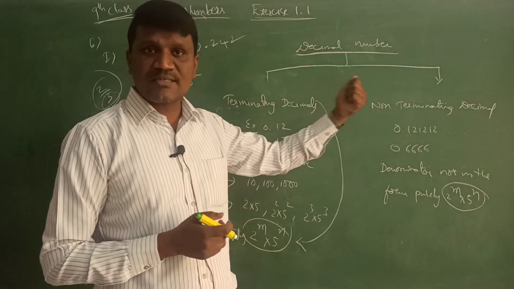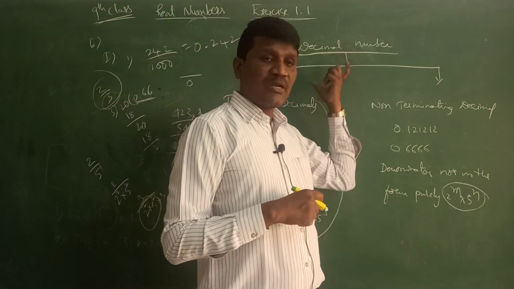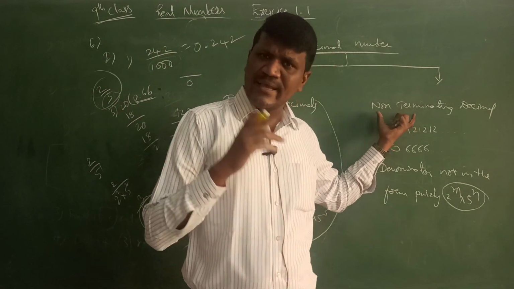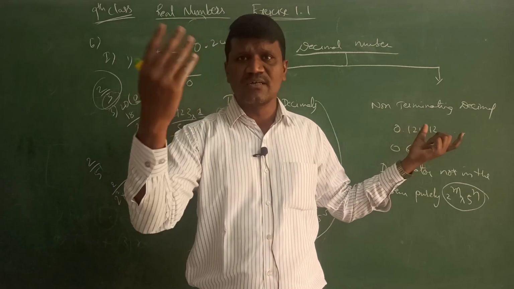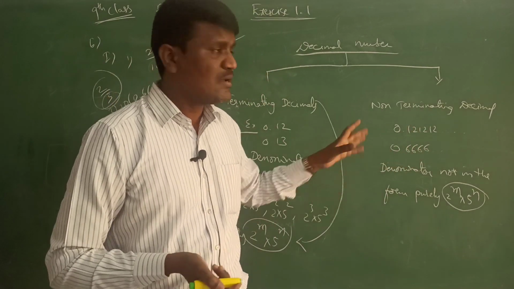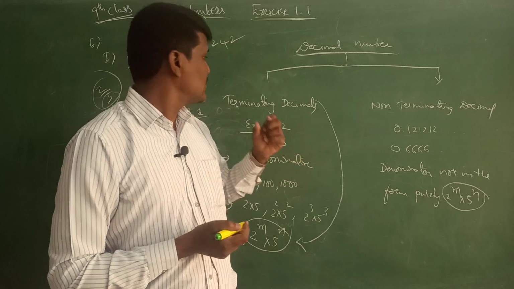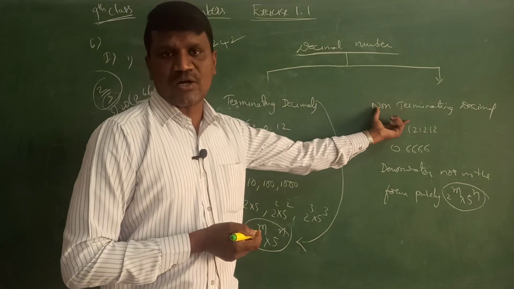I hope all of you have understood. Once again I am repeating, decimal numbers are of 2 types. In fact 3 types. The third type let us learn later in the irrational numbers, but here let us learn only 2 types. One is a terminating decimal and the other a non-terminating decimal.